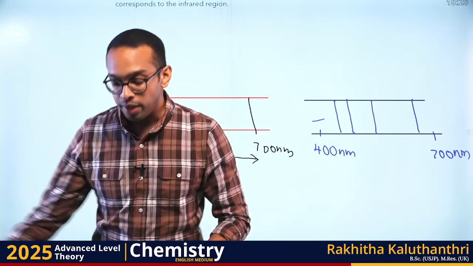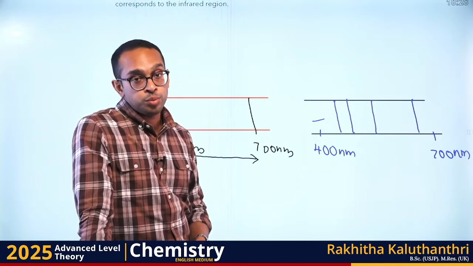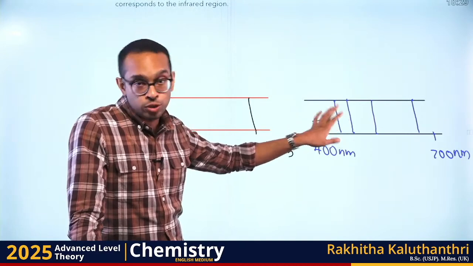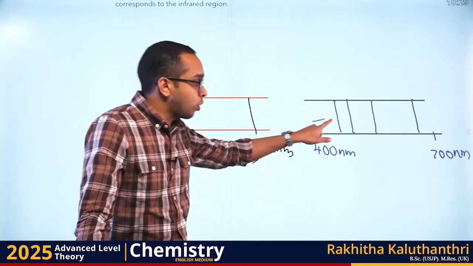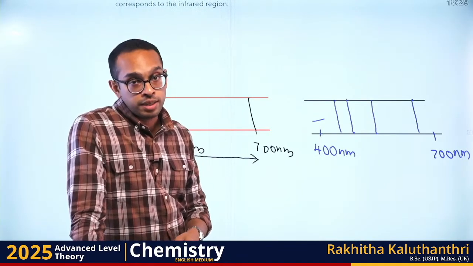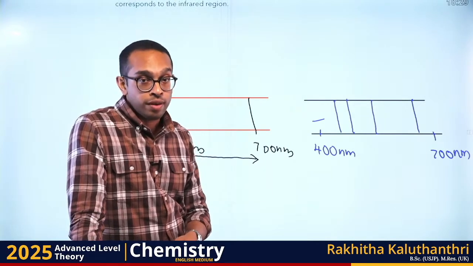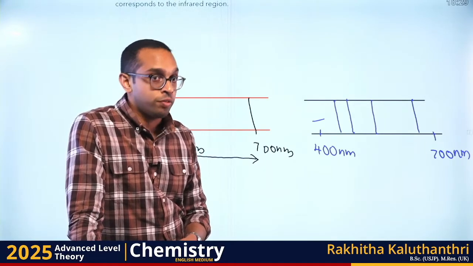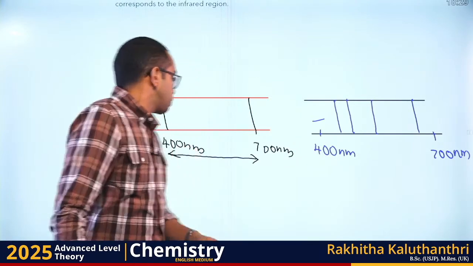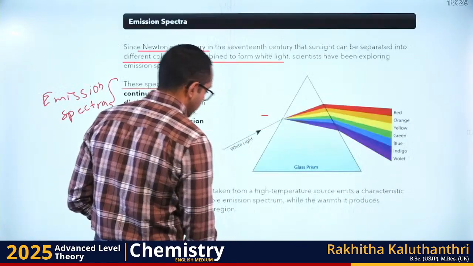When there are only a few lines visible to us, or when there are only a few lines within a given range of wavelengths, we call it a line spectrum. When you can observe only a few wavelengths within a range of wavelengths, that type of spectra are known as line spectra. It doesn't contain all of the wavelengths, instead it contains only a few of the wavelengths within a given wavelength range. So that is the difference between continuous and line spectra.